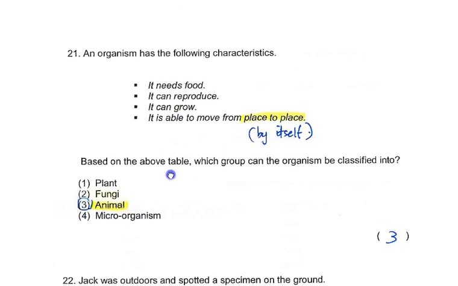Okay, let's take a look at this. An organism has the following characteristics. It needs food. Yes, every organism needs food. It can reproduce. Alright, every organism can reproduce and grow. It is able to move from place to place. Okay, move by itself from place to place. Now, plants obviously cannot move from place to place.